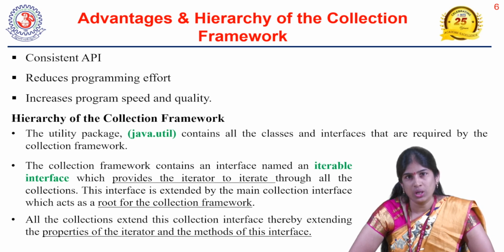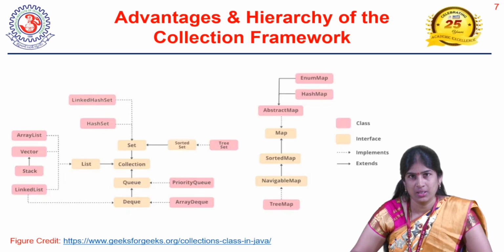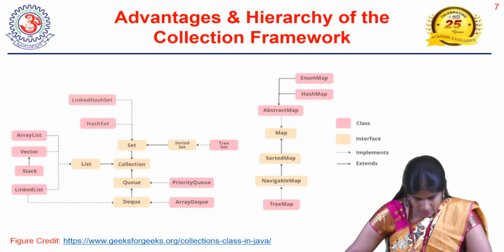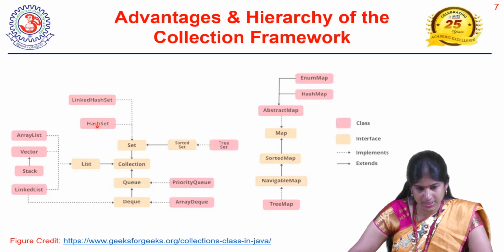So all the interfaces which are extending the collection interface will have the properties of the iterable interface also. Next, coming to the collection framework hierarchy. If you see this diagram, you have this pink color as well as this light orange. Pink color represents the classes, and light orange represents the interfaces.